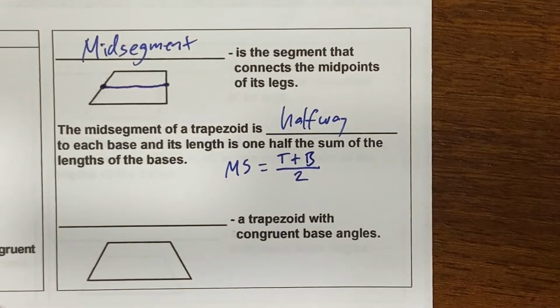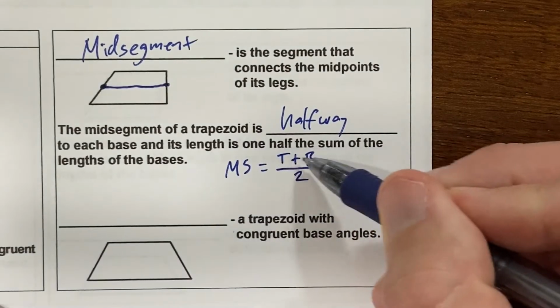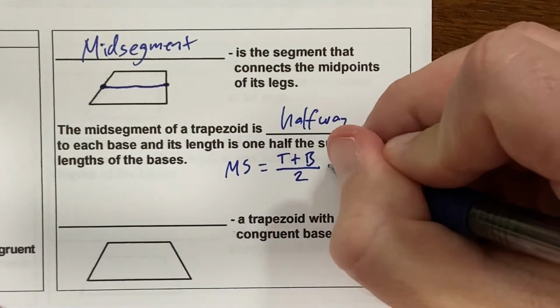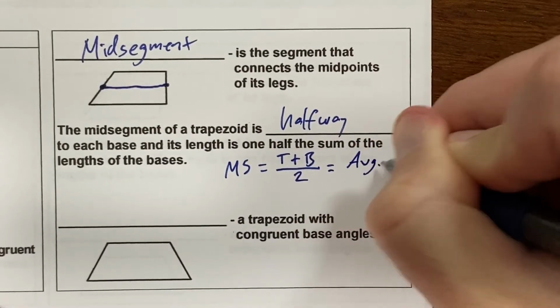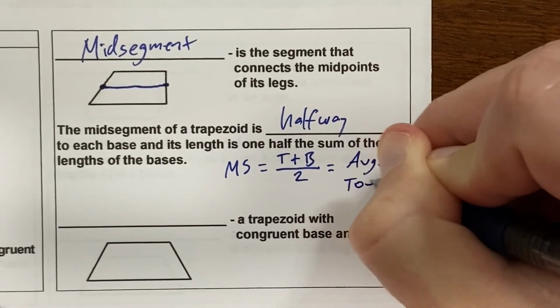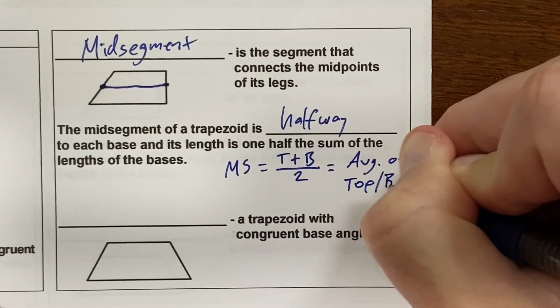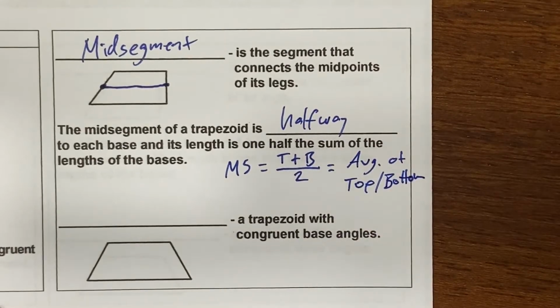Okay. And if I were to give you two quiz grades and say one of them's an 80, one of them's a 90, and I say, find the average of your quiz grades, you would add the 80 and the 90, divide by 2, and get 85. Well, if I'm adding two things divided by 2, I'm just finding the average. So the midsegment is the average of the top and the bottom. Okay.